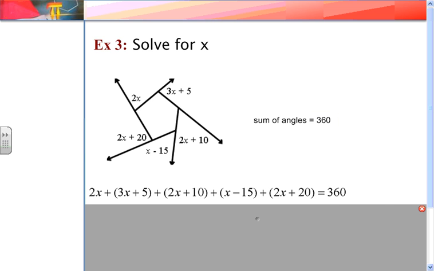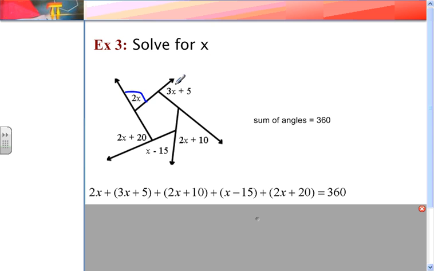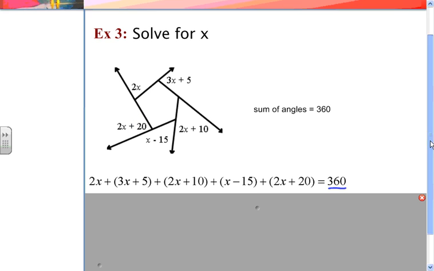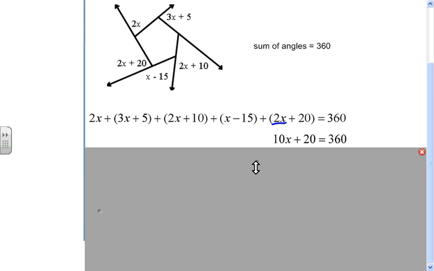Okay, so my equation that I'm going to set up is going to be the sum of those angles, where we have 2x plus 3x plus 5 plus 2x plus 10 plus x minus 15 plus 2x minus 20. All 5 of those angles add to 360. So now we just have to solve this equation. So first let's combine our like terms. 2x plus 3x is 5x, plus another 2x is 7x, plus x is 8x, plus another 2x is 10x.